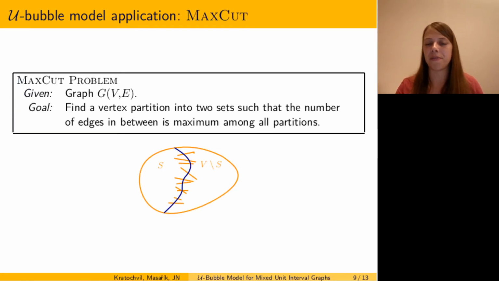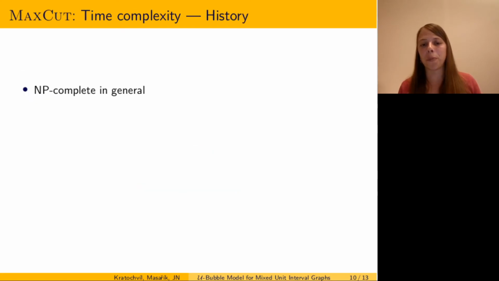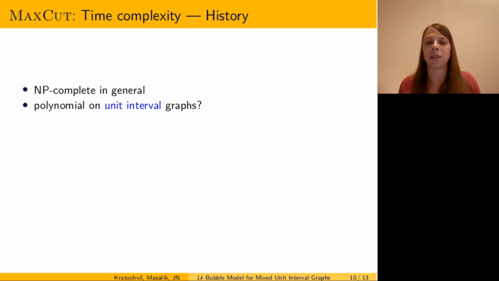So at first, I would like to define the MaxCut problem. For a given graph, the goal is to find a vertex partition into two sets, such that the number of edges in between is maximized. So in other words, you split the vertices into two sets, count the number of edges between them, and this number should be the largest possible. So let's move to the complexity of this problem. It's NP-complete in general. And the question whether it is polynomial or NP-hard on interval or unit interval graphs has been of interest to many researchers for a long time.